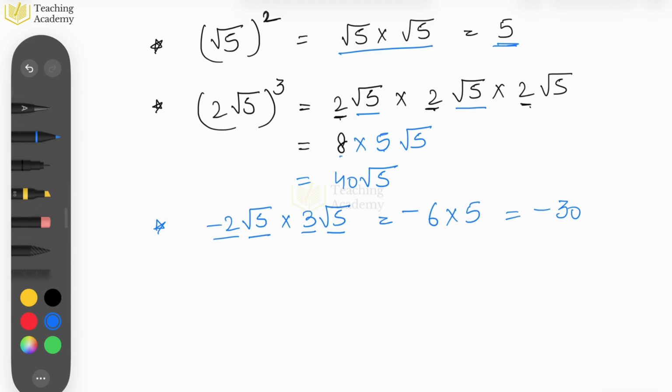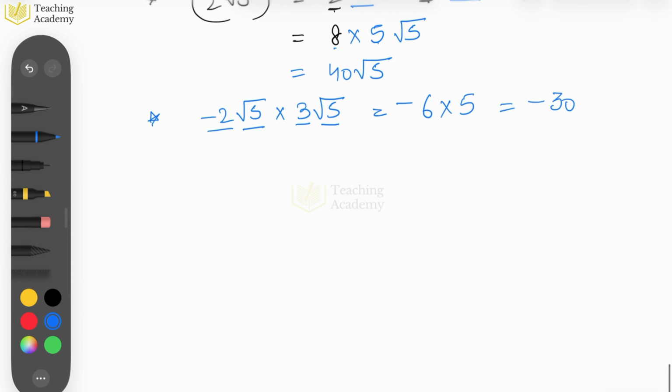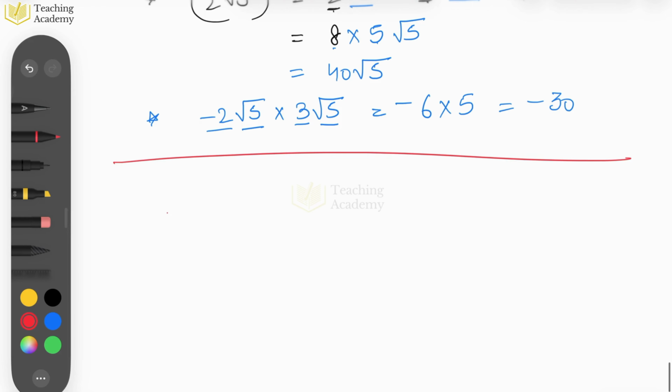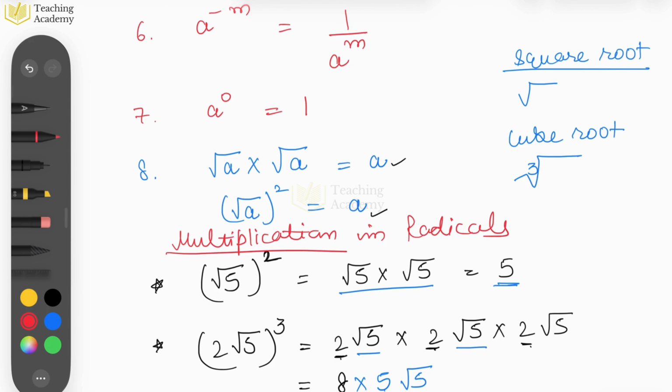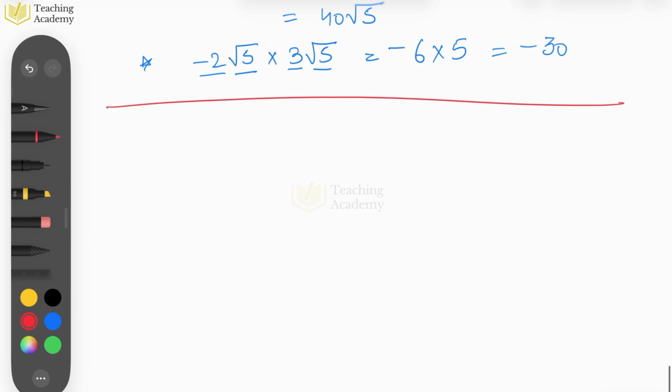But when it comes to addition or subtraction, I'm just changing the topic now. As I said, we are going to discuss the operations on radicals. So this was about the multiplication in radicals. Now I'm going to switch the topic and write it as adding and subtracting radicals.